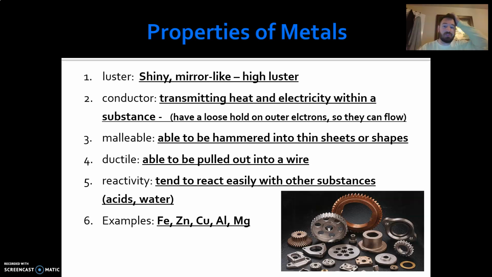And some examples of metals would be Fe, which is our symbol for iron, Zn, which is our symbol for zinc, Cu, our symbol for copper, Al, our symbol for aluminum, and Mg, our symbol for magnesium. So these are all common metals.